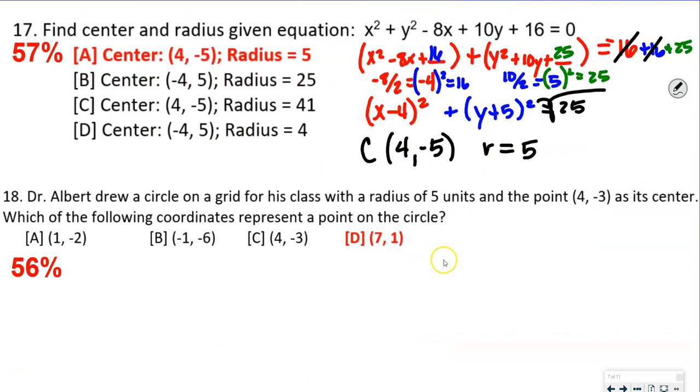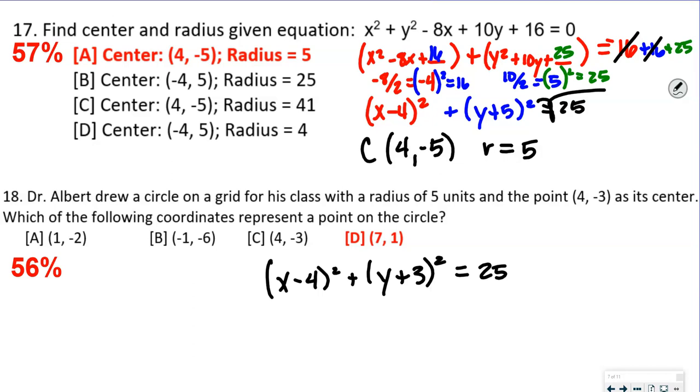Okay. So our last one here says Dr. Albert drew a circle on a grid for his class with a radius of 5 and a point 4, -3 as a center. So we're going to write the equation of this. So this is going to be x minus 4 squared plus y plus 3, because we changed the sign, remember, squared. And it said I had a radius of 5, so we're going to do 5 squared, so that's going to be 25. And it says, which of the following coordinates represents a point on the circle?